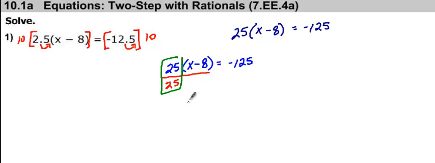That equals 1. 1 times x minus 8 is x minus 8. On the other side of the equal sign, we also divide by 25. 125 divided by 25 is 5. So negative 125 divided by 25 is negative 5. Now we add an 8 to both sides because this says subtract 8, or if we change it to an addition problem, plus negative 8, the opposite is plus positive 8.